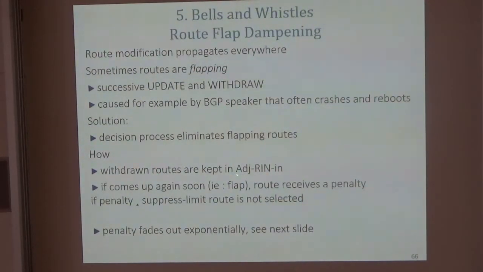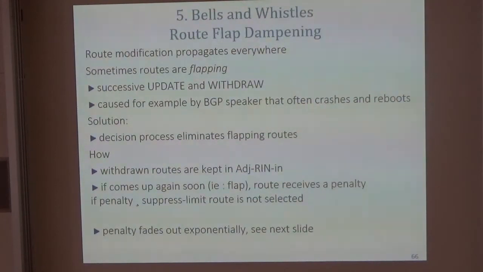Normally when you withdraw a route, you delete it from your RIB-in. But in fact, you will not delete it, but you associate some aging mechanism to this route so that you can test whether it's coming up again very soon, so that you can detect if a route is oscillating. It's called a flapping route. If the route comes up and goes away, if it does that repeatedly, you can detect this because you have kept it in memory here.